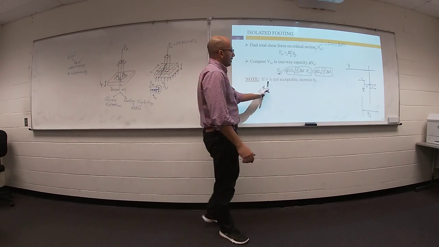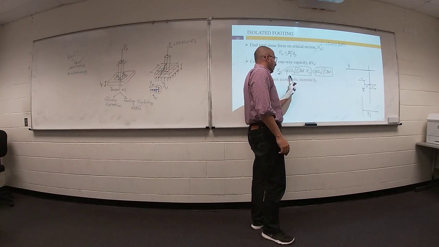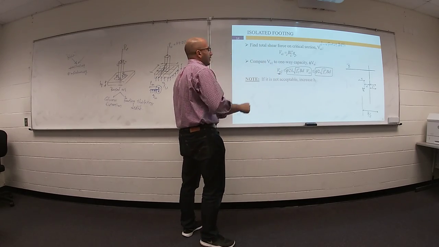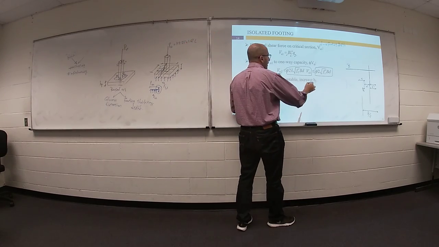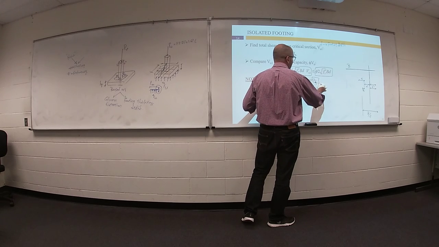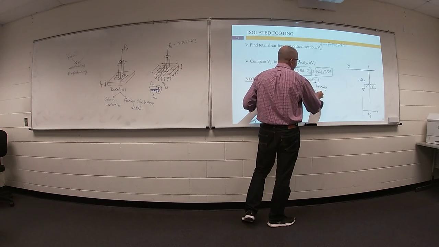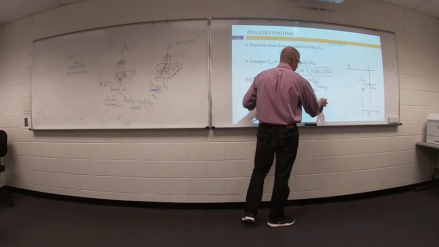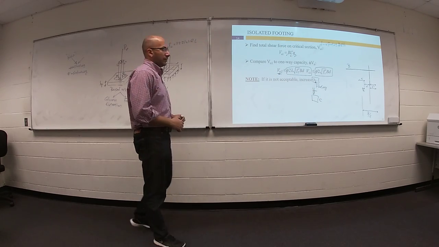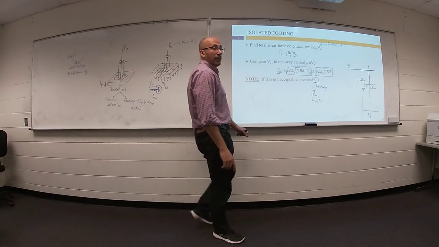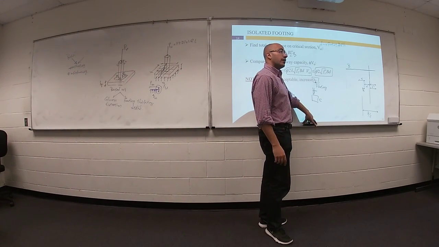If this does not happen, go ahead and increase. Maybe you have two options. The first option you have to try, increase the total thickness of footing, or change the dimension of the column, B and C of the column. So you said B divided by 2 minus C divided by 2 minus D? Yes.